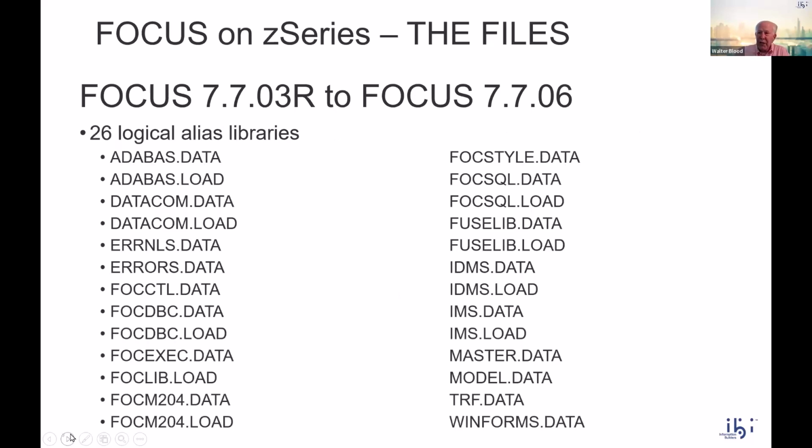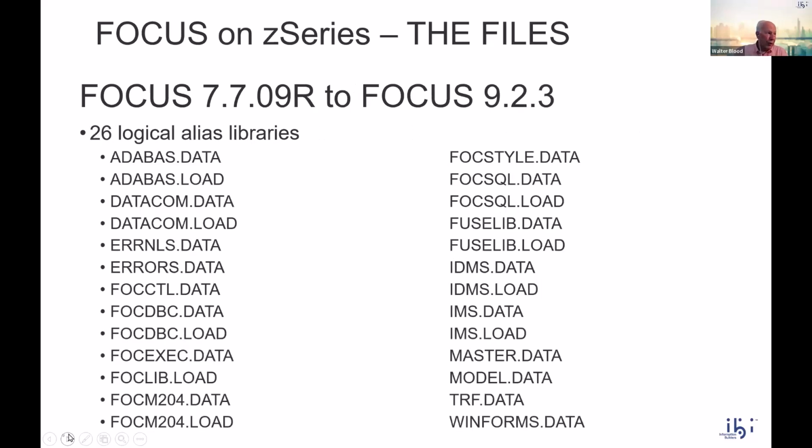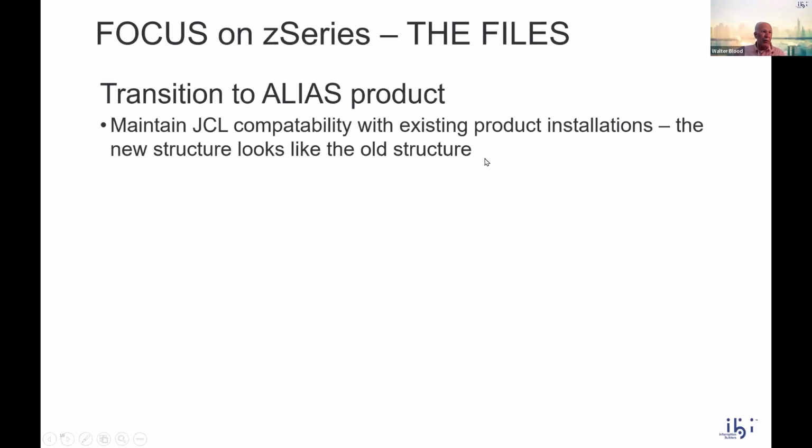There are 26 logical aliases that we use to mimic the older structures so that people working with older structures don't have to worry about, oh, all of that JCL I had running or set up, and all the custom user code and the applications that I set up using those old names. Well, you don't have to worry about them because the aliases at the system level, which we give you, will allow you to run your older code. And that was actually one of the most important things that we needed to do. We needed to maintain JCL compatibility with existing product installations.